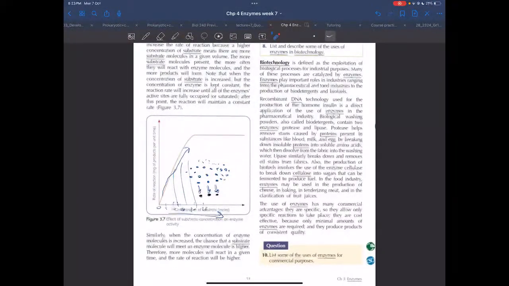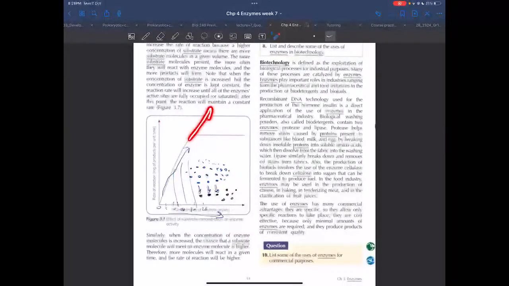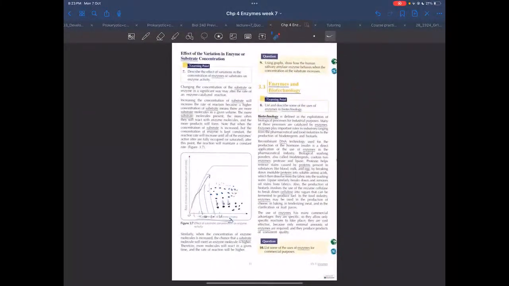Exactly. If I add more enzymes, so I'm going to add more black dots, more enzymes, now these substrates can interact with another enzyme, and that's how my reaction rate will increase. Perfect. Did you guys understand it now? The effect of, remember, temperature, pH, concentration of enzymes, and concentration of substrates. All good.